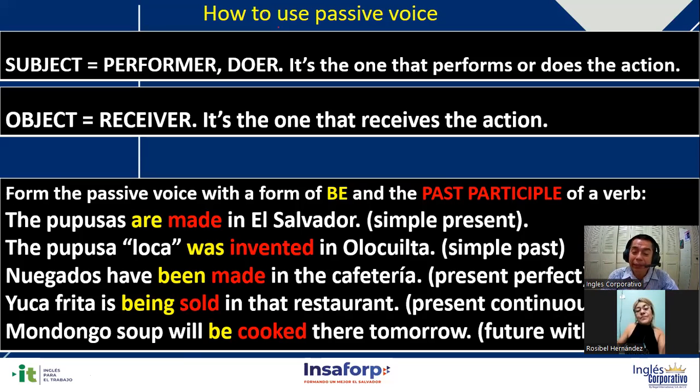La oración activa está en presente simple. La voz activa está en pasado simple, en presente perfecto, en presente continuo y en el futuro con will. Entonces, cuando cambiamos, cada una tiene su característica. En el presente le ponemos are made, en el pasado was invented, en el presente perfecto have been made, en el presente continuo is being sold y en el futuro con will be cooked. Todos llevan una forma del verbo to be. El verbo to be está en amarillo. ¿Ve? Y sí. El pasado participio se mantiene igual.